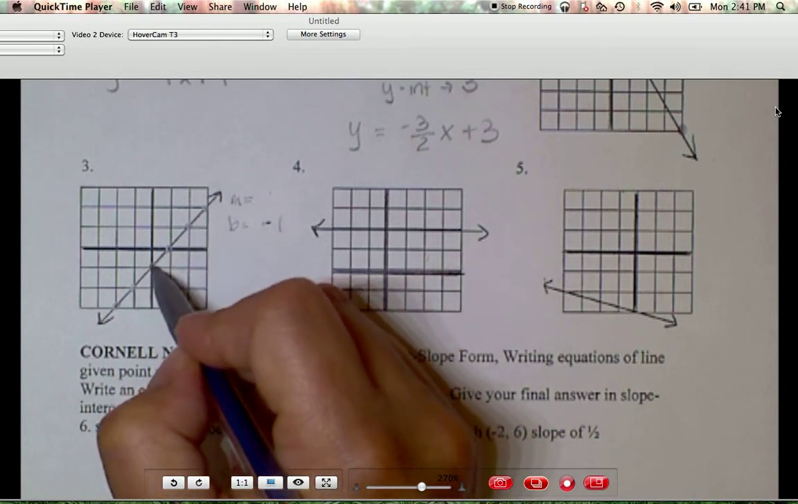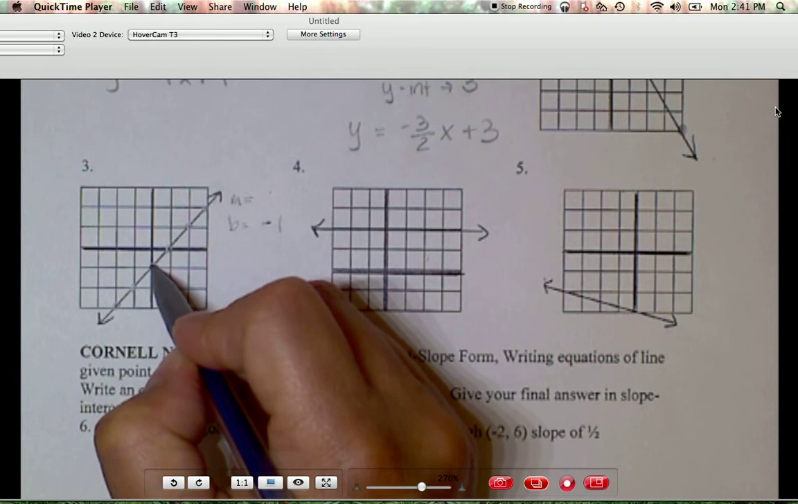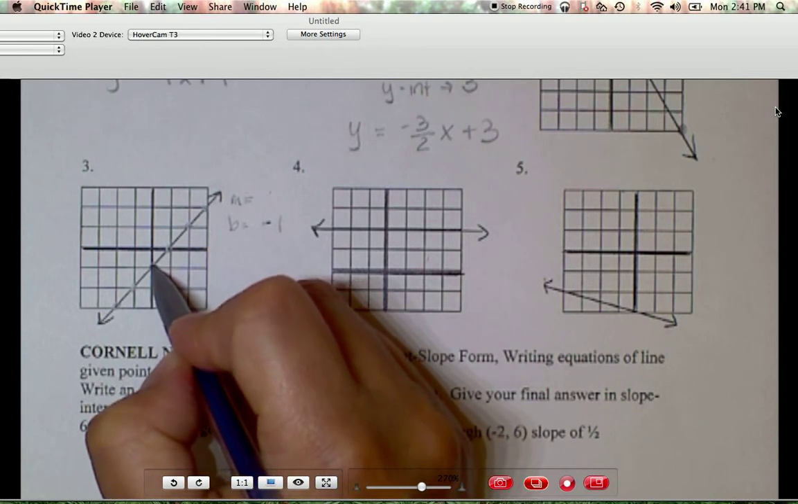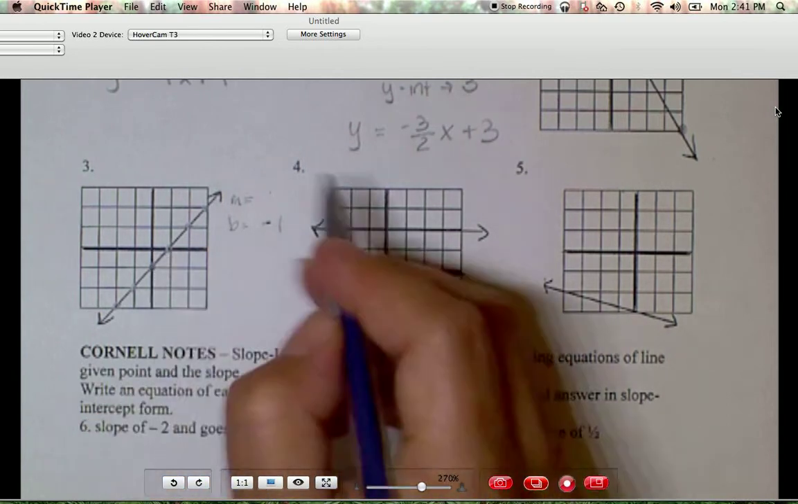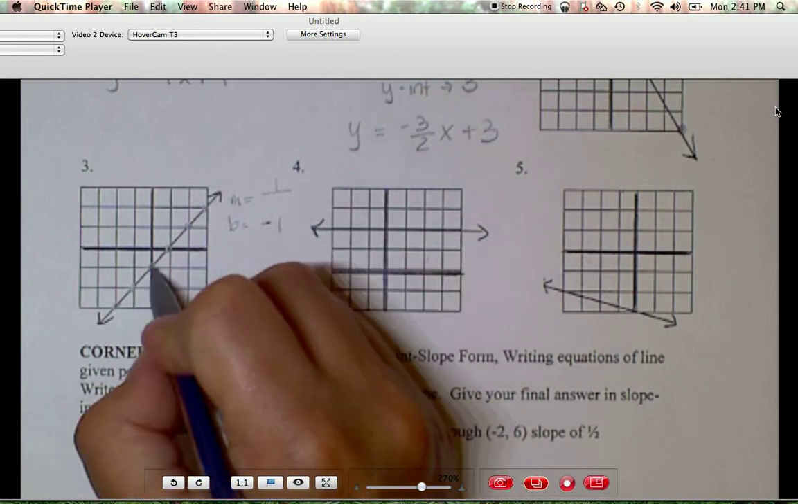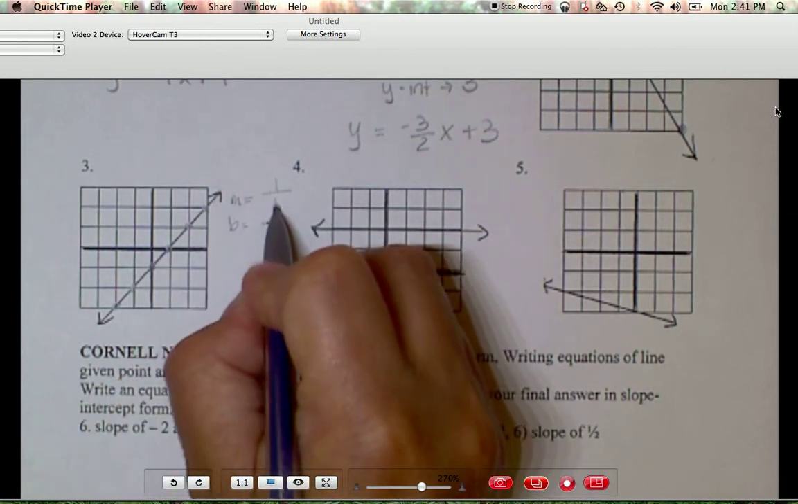So let's go with this one and this one. If you start at the left point, you're going to take your elevator up one flight, so that would be 1 in the numerator, and to the right one flight, so that would be 1 in the denominator.